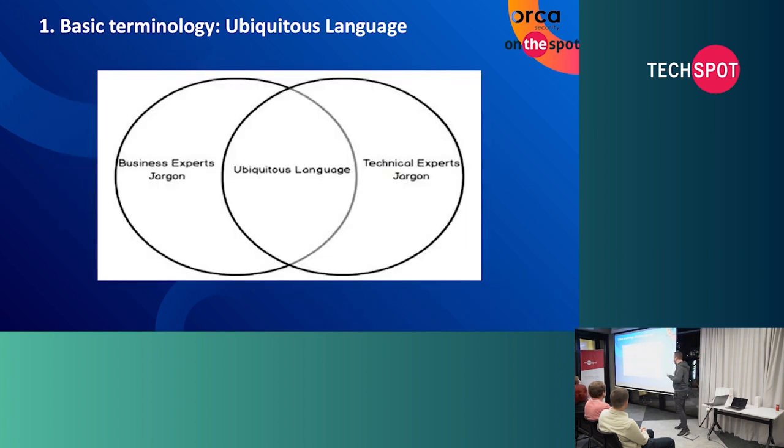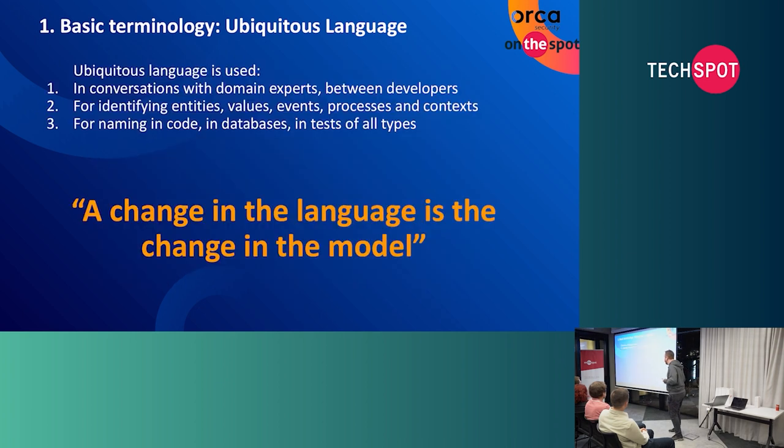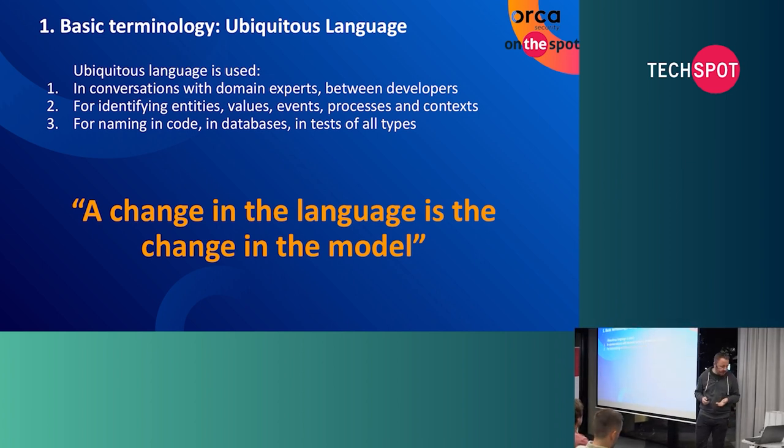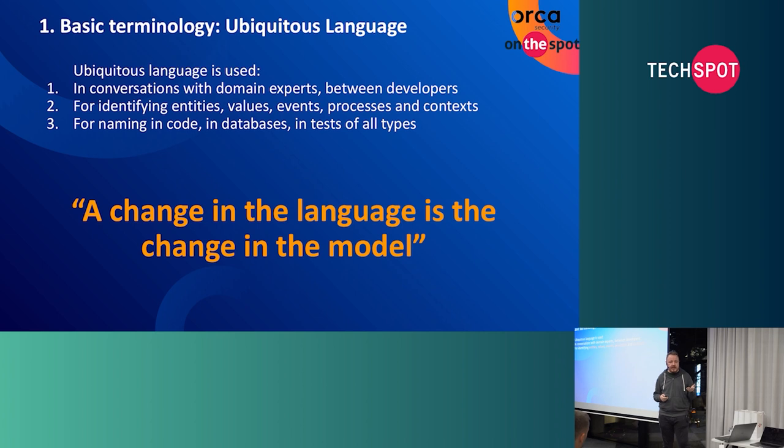And basically, ubiquitous language is something in the middle between these jargons, when people agree on terms. It should be used for communication, obviously, and also for identifying and naming entities, values, processes, contexts, and events that happen in your system. Also naming in database and tests of all types. It's the strictest thing about domain-driven design. You need to follow this language and change the model.